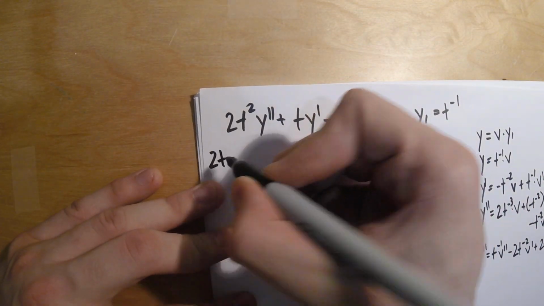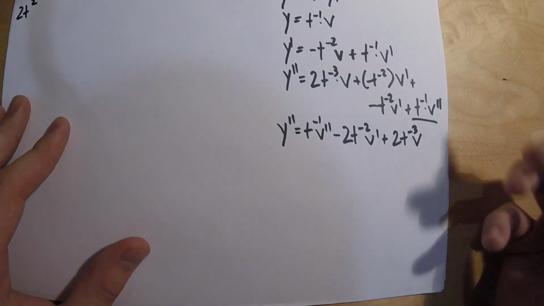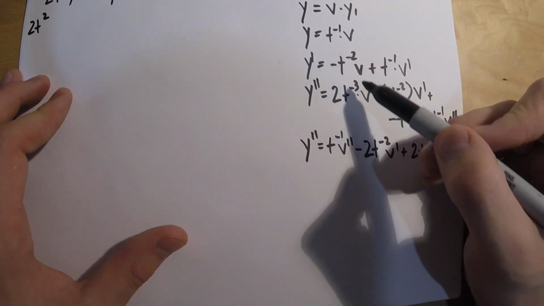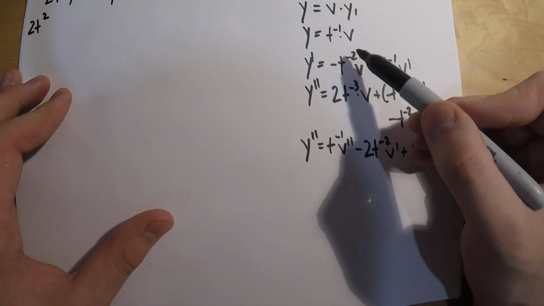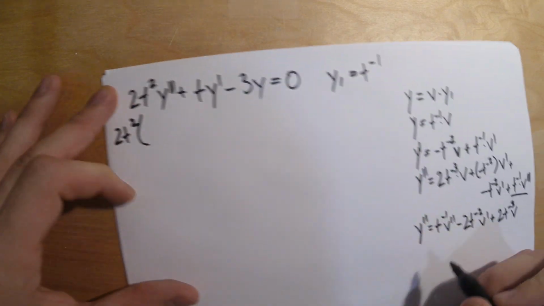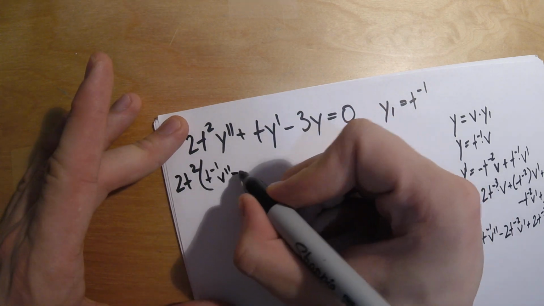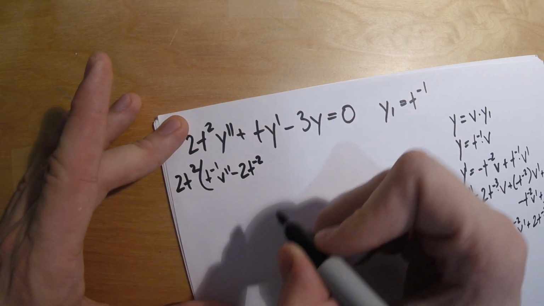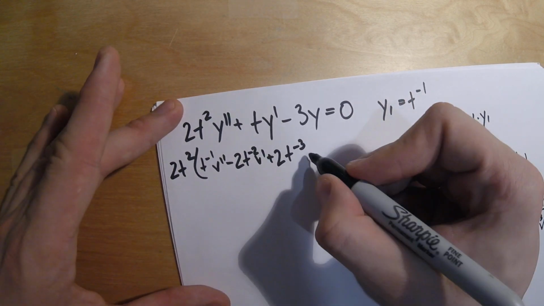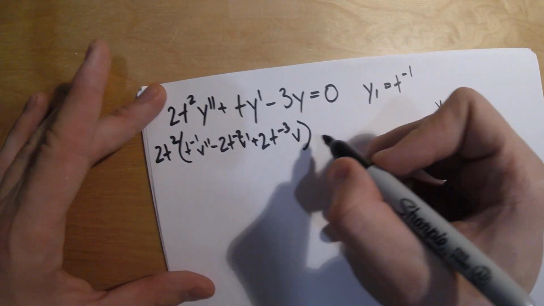So we have 2t squared. Once again I put all the t's in front of the v's because, as you will see, it's going to get a little bit messy, so that helps a lot: putting the variable like t or x in front of the v. Okay, so 2t squared. Now I'm going to write this whole thing here, t to the negative 1 v double prime minus 2t to the minus 2 v prime plus 2t to the minus 3 v. Okay, so I just made that substitution, and I'm going to write under it.